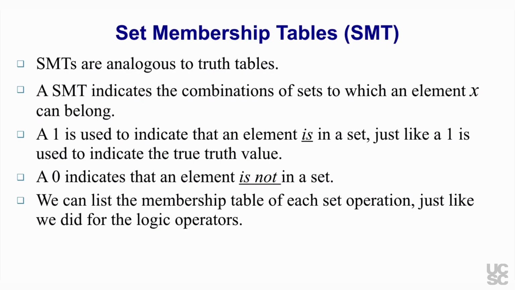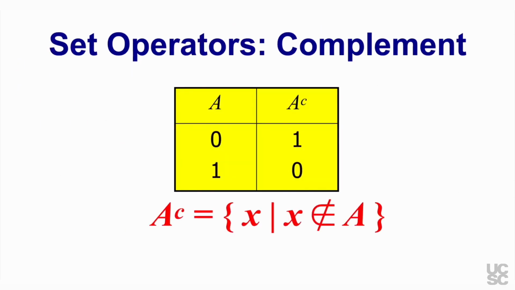And we can list the membership table of each set operation, just like we do for logic operations, and we will see some examples next. To begin with, we look at the simplest set operation, which is the complement. What you see here is we have a set A, and then we have its complement. An element may not be in the set A or may be in set A, and we indicate that by 0 or 1 correspondingly.